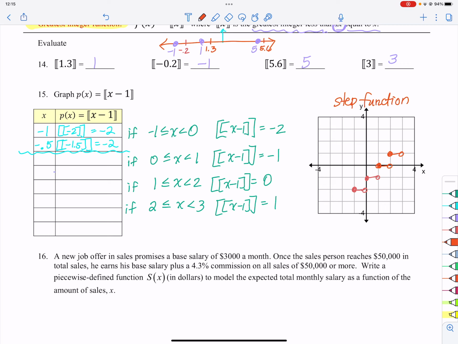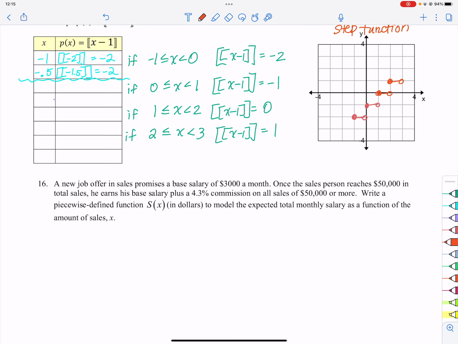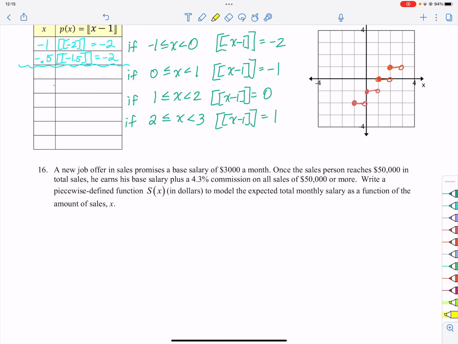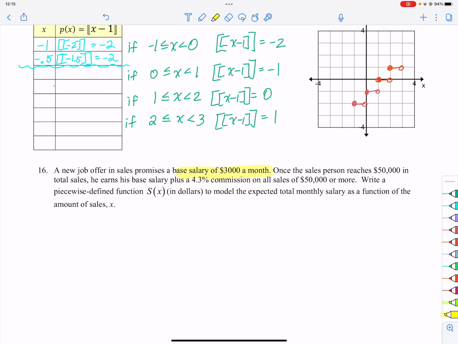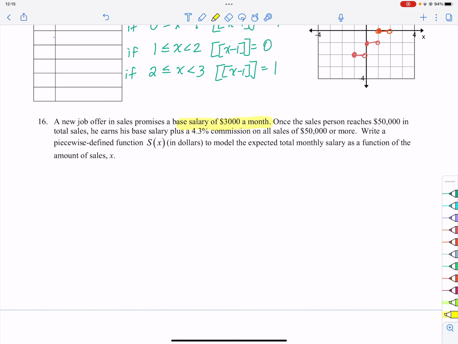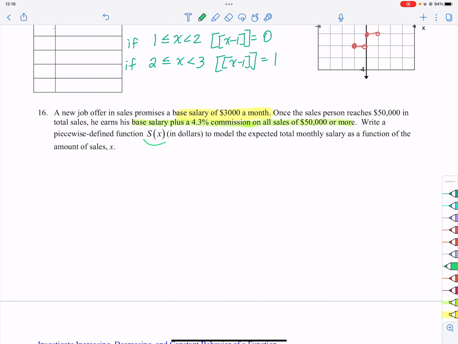So let's take a look at number 16. A new job offer in sales promises a base salary of $3,000 a month. Once the salesperson reaches $50,000 in total sales, he earns his base salary plus a 4.3% commission on all sales of $50,000 or more. So we are going to write a piecewise defined function, and we're going to call it S of X to model the expected total monthly salary as a function of the amount of sales, okay?